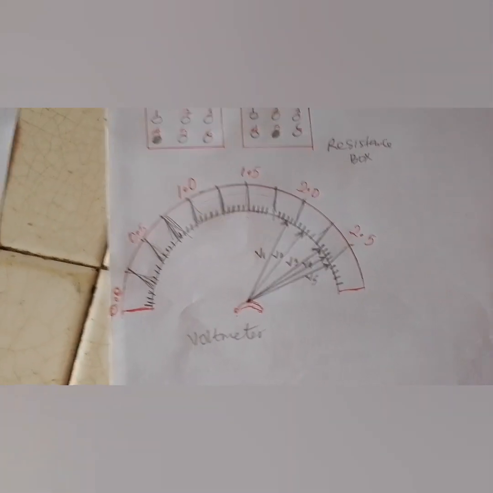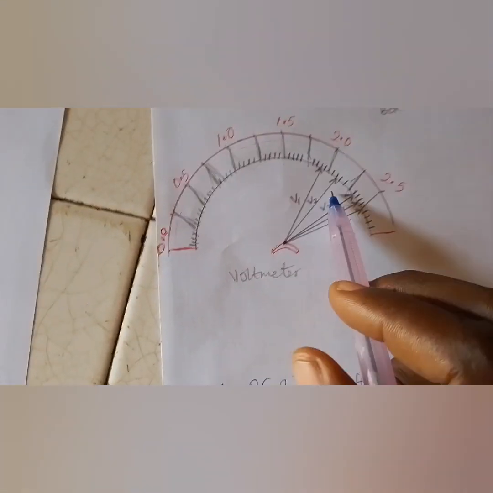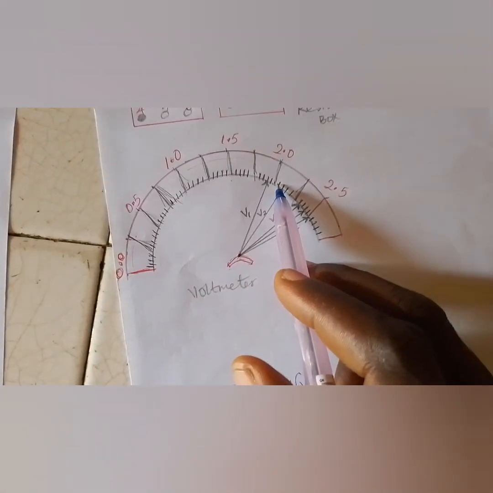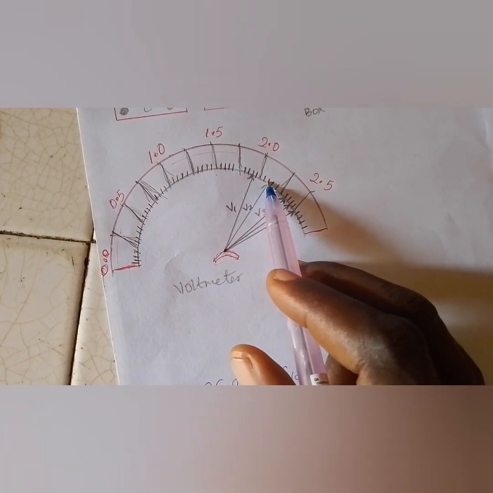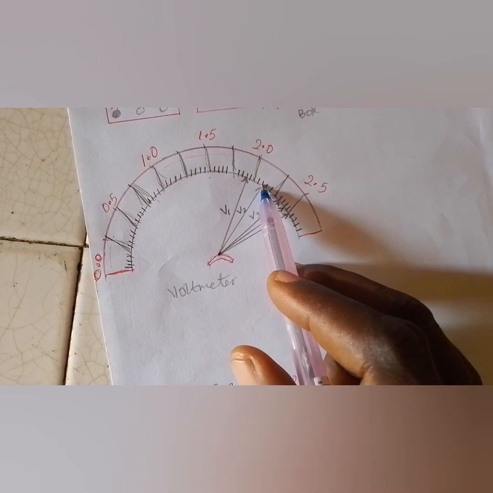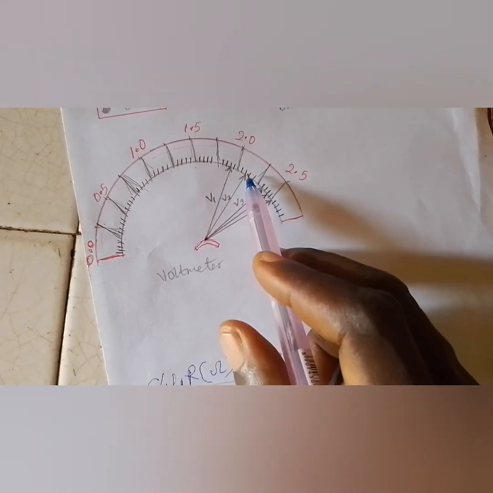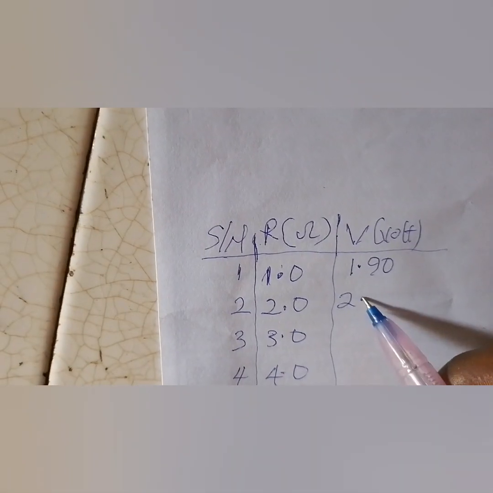The next one is this. You also read it. That's the next one. If this is 2.0, this will be 2.1. So this is 2.1. Come here, record 2.10.